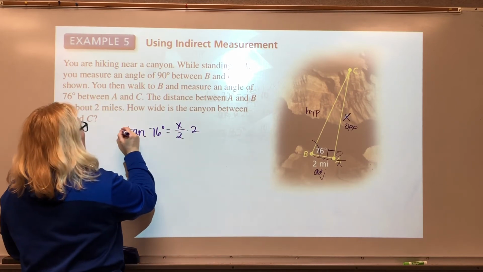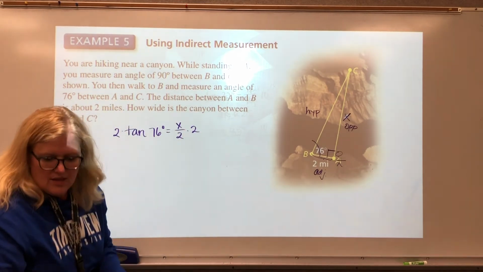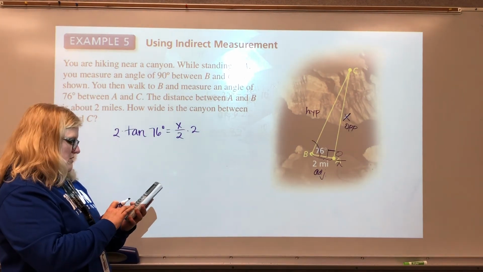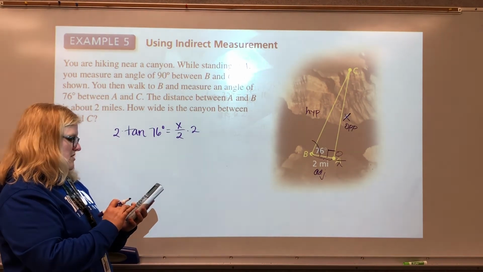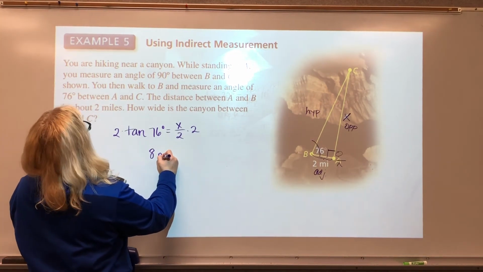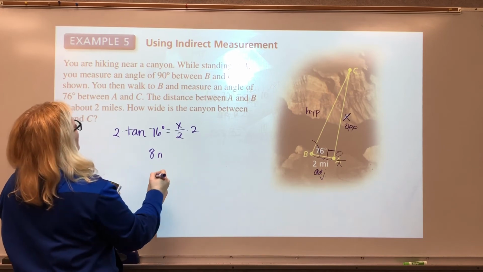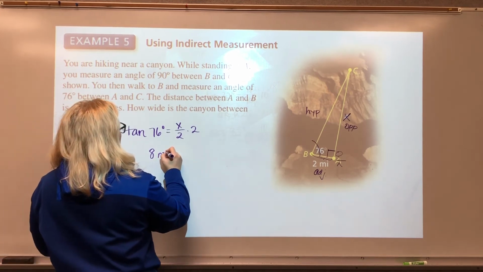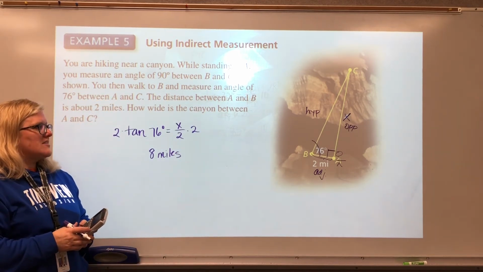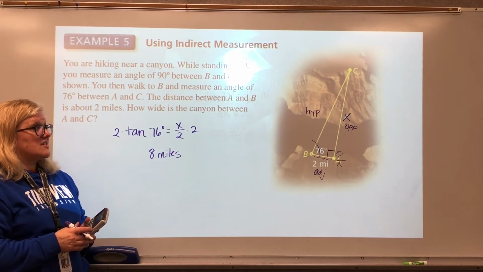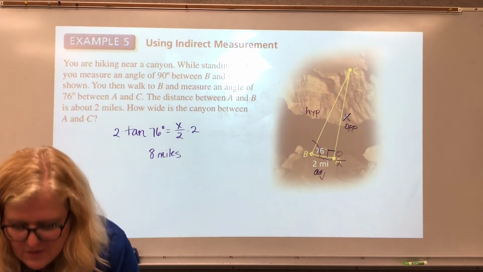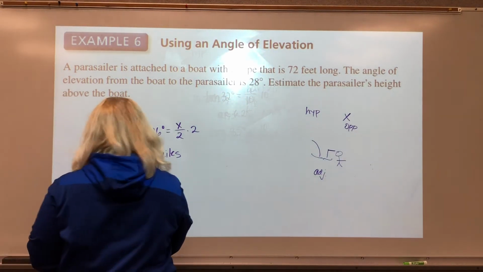So then I multiply both sides by 2, and I get, let's see, 2 times tangent of 76. I get about 8 miles. No, it can't be 8 miles. Yeah, 8 miles. All right, so it's 8 miles across that canyon. That's a lot. All right, one more, and we will be done with this lesson. I know this lesson was kind of long.